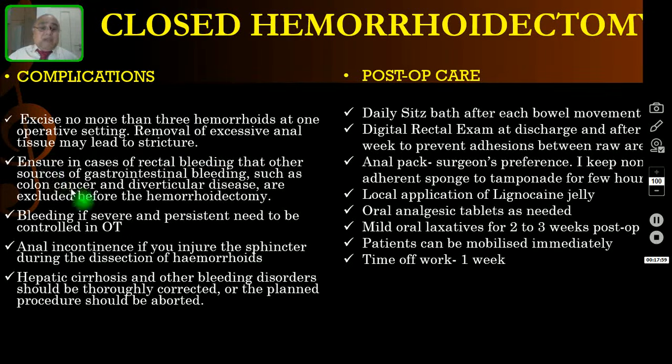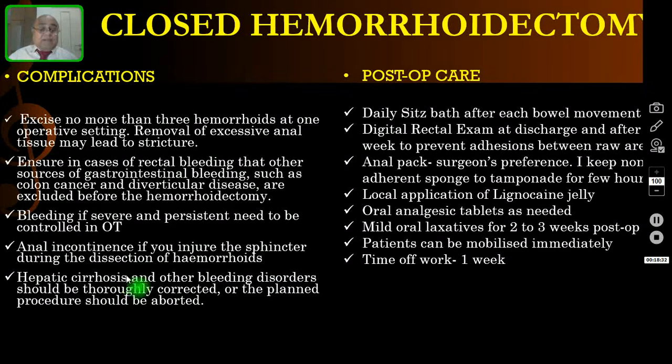You have to ensure in cases of rectal bleeding that other sources of GI bleeding, such as colonic cancer and diverticular disease, are excluded before doing hemorrhoidectomy. Bleeding is another complication. If it is severe and persistent, that needs to be controlled in the operation theatre. Anal incontinence is another complication, especially if you injure the sphincter complex during the dissection of hemorrhoids.